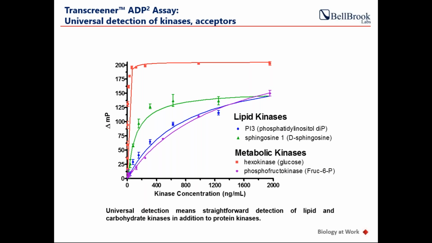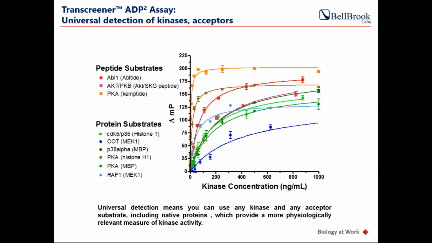So it provides a lot of flexibility in terms of the types of acceptor substrates. If you're running, for instance, a kinase program and you want to compare different peptide substrates, or different protein substrates, to see what your differences in activity are, you're going to be comparing apples to apples. So it's very handy in that way.